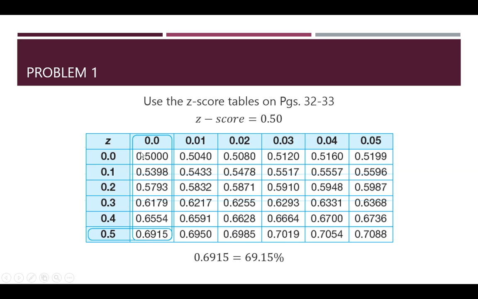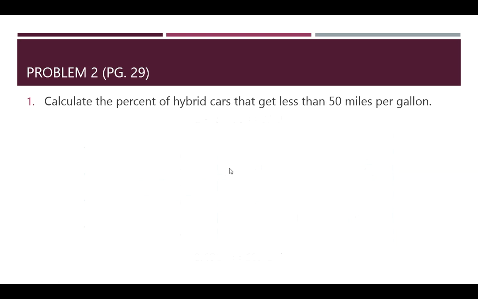Now, it just takes practice to use these z-tables, so I've got a few problems here for you to practice with. I would like you to calculate the percent of hybrid cars, again using that same normal distribution we had earlier, the same mean, the same standard deviation, that get less than 50 miles per gallon. Go ahead and hit pause to try it out, and then hit play when you're ready to check your work.